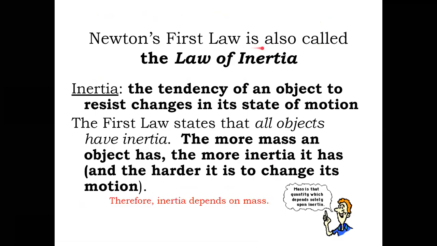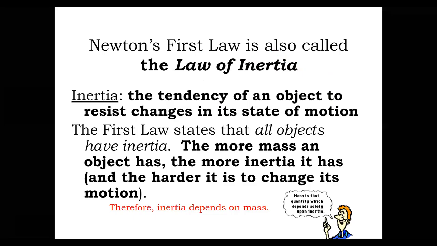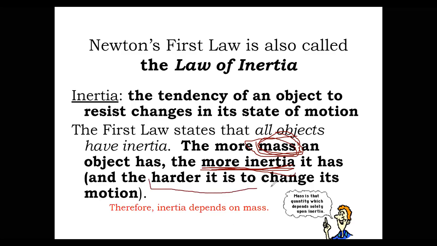So sometimes Newton's first law is also called the law of inertia. And inertia is essentially just a big fancy science word stating that objects tend to resist changes in their state of motion. And specifically, the more mass an object has, so the heavier it is, if it weighs a lot of grams or a lot of kilograms, the more inertia it has, which is a fancy science way of saying that more inertia means that it is harder to change its motion.